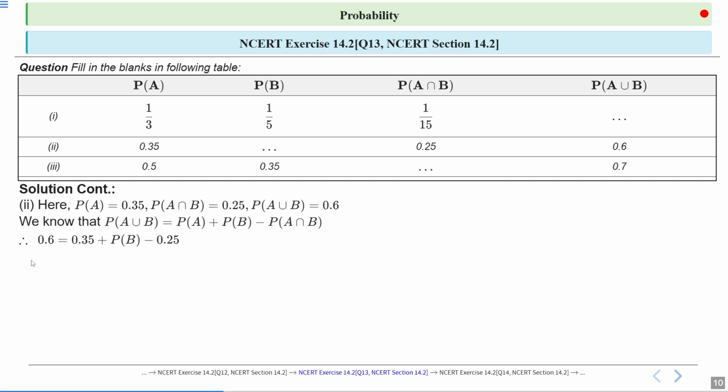Then we obtain this equation: 0.6 equals 0.35 plus probability of B minus 0.25. This implies probability of B is equal to 0.6 minus 0.35 plus 0.25. Now calculate this, and you will get probability of B equal to 0.5. So in the blank space in place of probability of B in the second one, it should be 0.5. Clear?